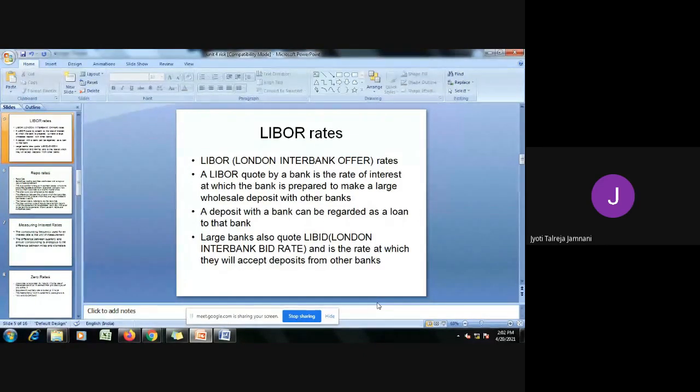Like in the stock market, we bid for an IPO. When I want shares of a particular company, I bid, and if it is allotted, it is allotted at that bidding price. Same way here, the interest rates are bid. If SBI feels that this rate is sufficient, then they will deposit that money in Union Bank. Otherwise, they will search for some other bank.